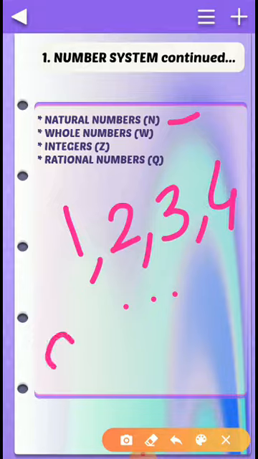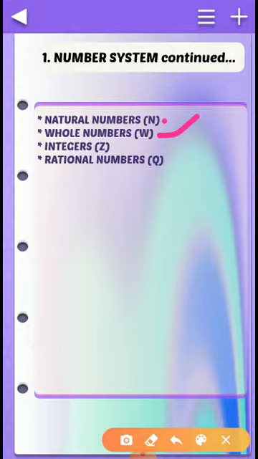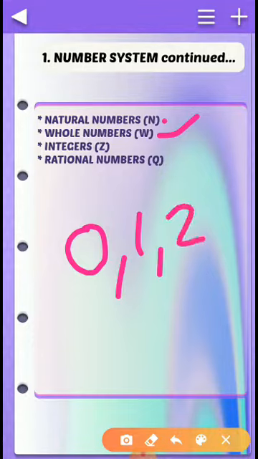Next, it is the whole number set. It is denoted by capital W. So how do the whole number set and natural number set differ? When we add 0 to the natural number set, it becomes the whole number set. So the whole number set is an infinite set which consists of the numbers 0, 1, 2 and so on.